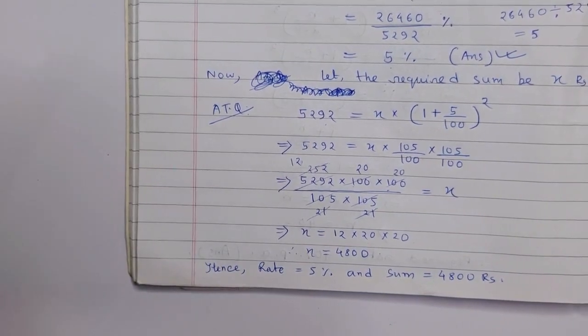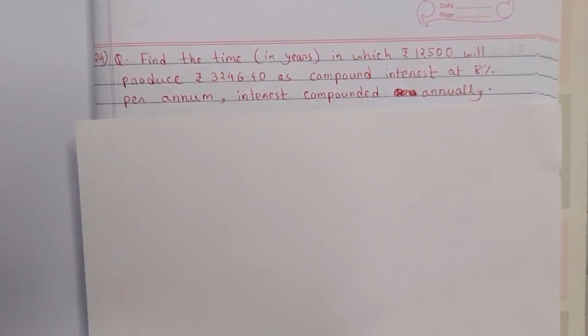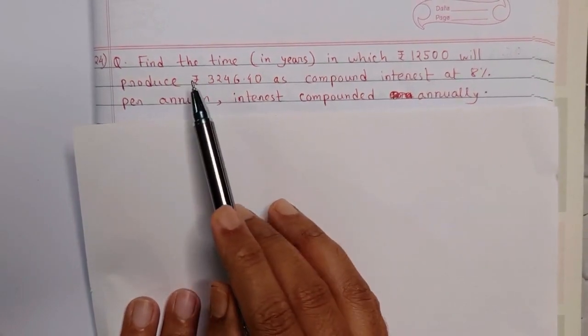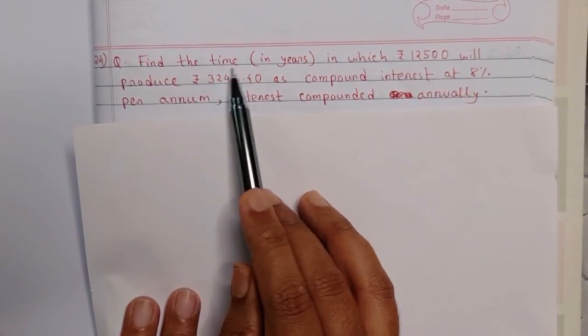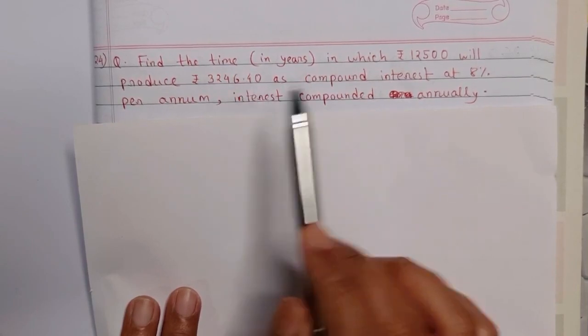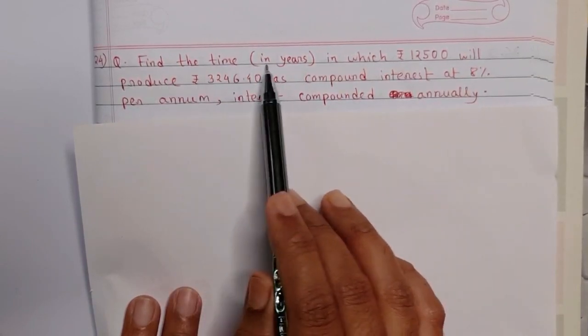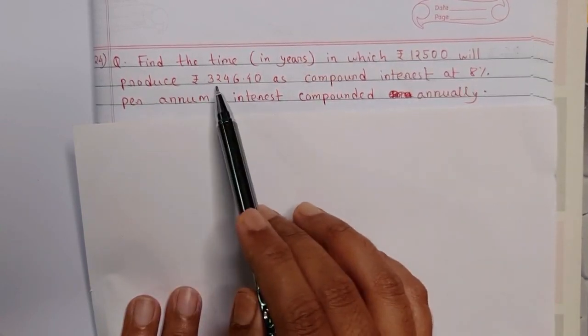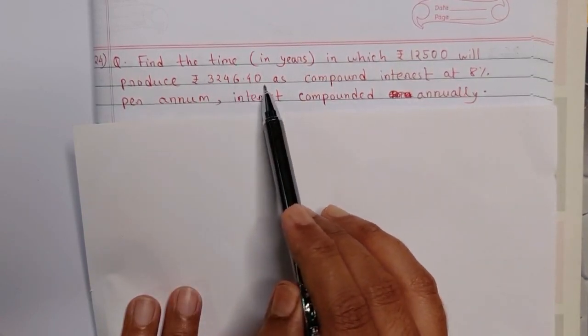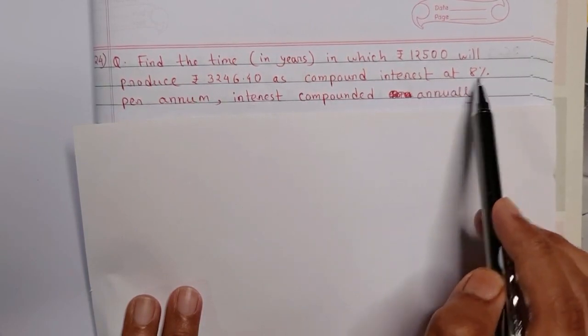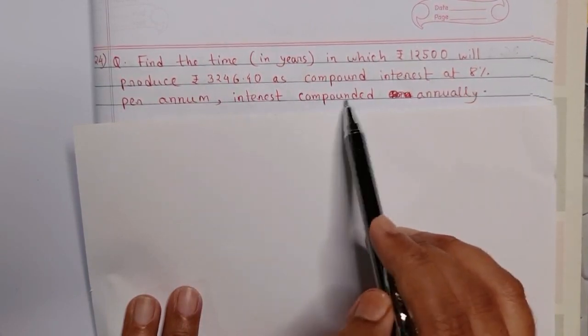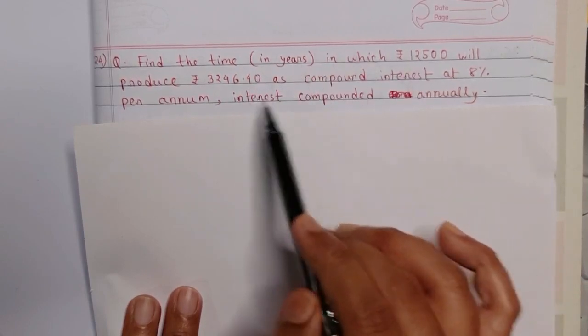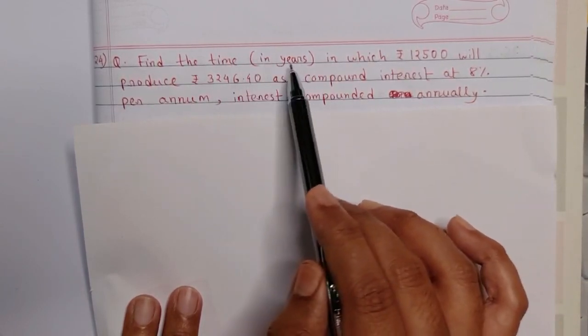Now let's see another example. In the previous sum, you found the rate of interest and the principal. In this math, I am going to find the time. In this case, the time is not given and you have to find the time. Find the time in years in which rupees 12,500 will produce 3,046.40 as compound interest at 8% per annum, interest compounded annually. So this is the data given and you need to find the time.